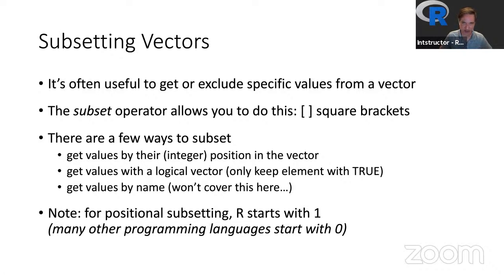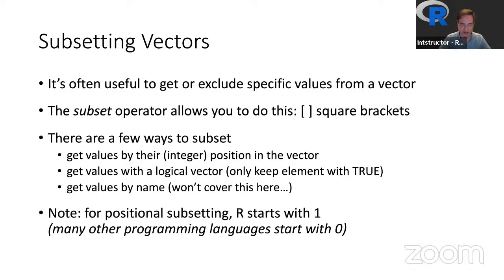And we'll see examples here, but just note that we're using square brackets here, not the curved parentheses that we use for functions. We're going to use the square brackets to do the subsetting. And there's a couple ways we can do it. We can subset by their integer values in the vector. We can use conditional expressions like these logical vectors that we've just been working with. Or we can get values by their name, but we're not going to cover that here. That's a little more complex.